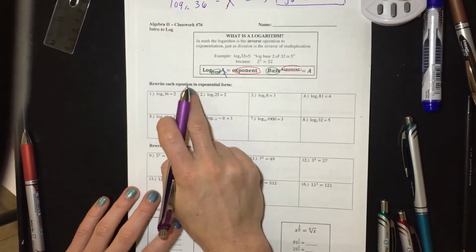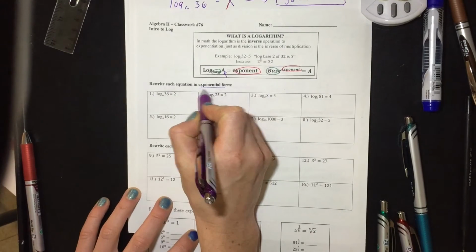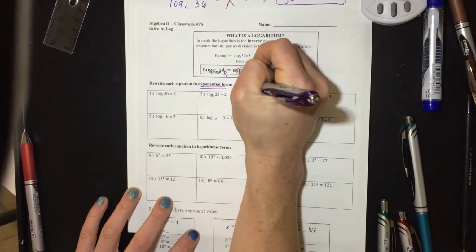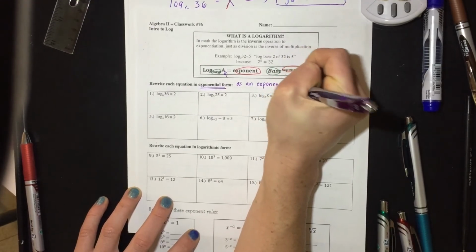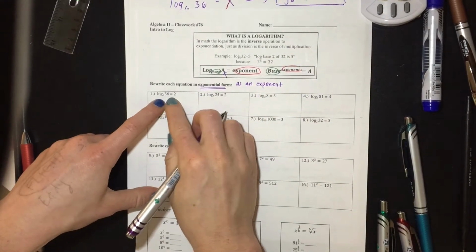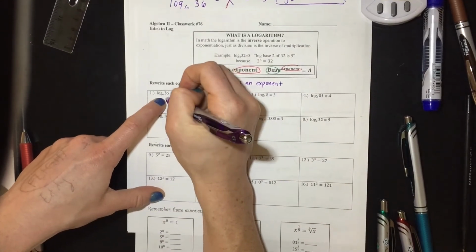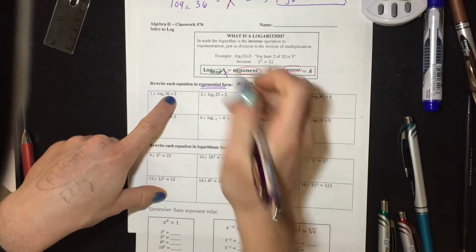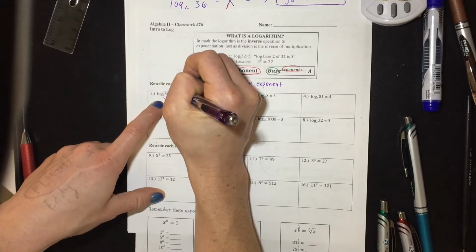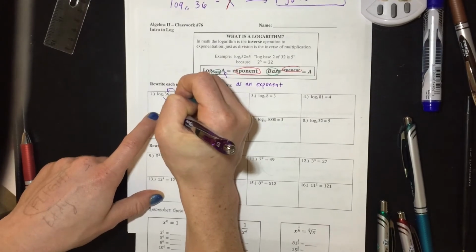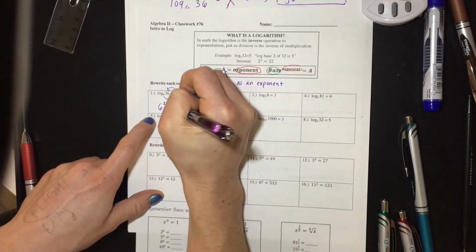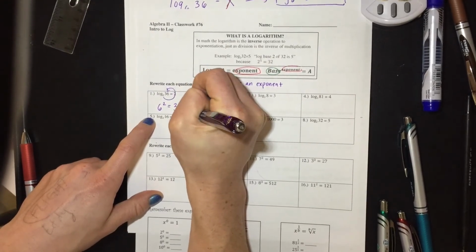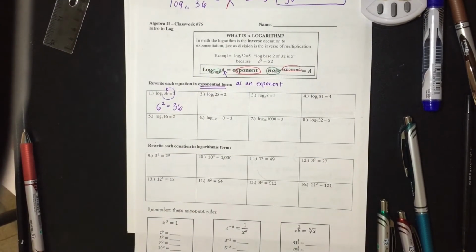Here it says rewrite each equation in exponential form. That just means as an exponent. So here, all you do is you say, okay, log base 6 of 36 is 2. Rewriting it, I draw my little swirly. The correct way to write this in exponential form is 6 squared equals 36. Done. That's it.